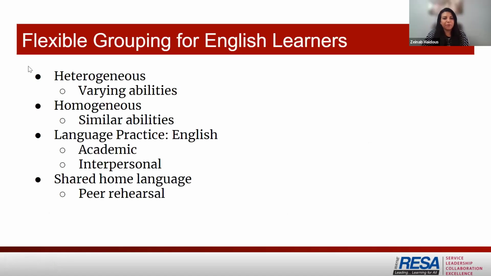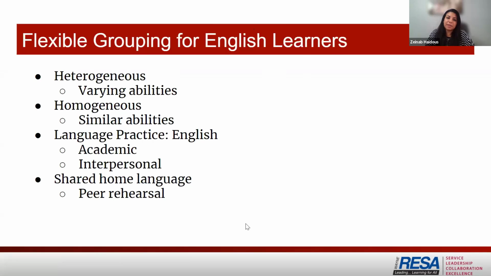So I'm sure many of you have had English learners or multilingual learners in your classroom. And I did see that in the chat as well. And when it comes to flexible grouping, it is particularly important and beneficial to English learners. And with flexible grouping, students can be grouped in different types of ways. They can be grouped in heterogeneous groups, which means they are put in varying ability levels, or in homogeneous groups with similar ability levels.